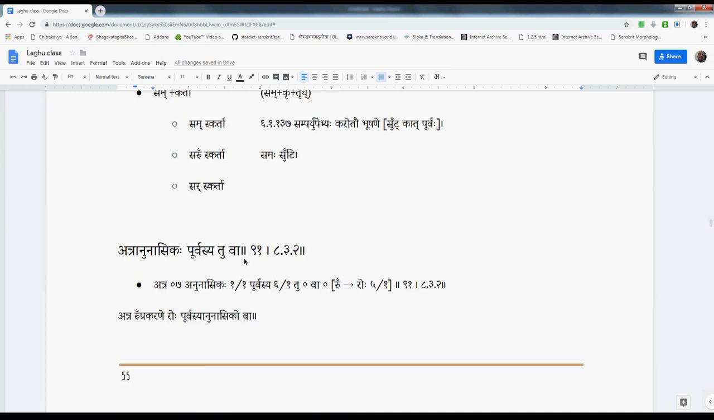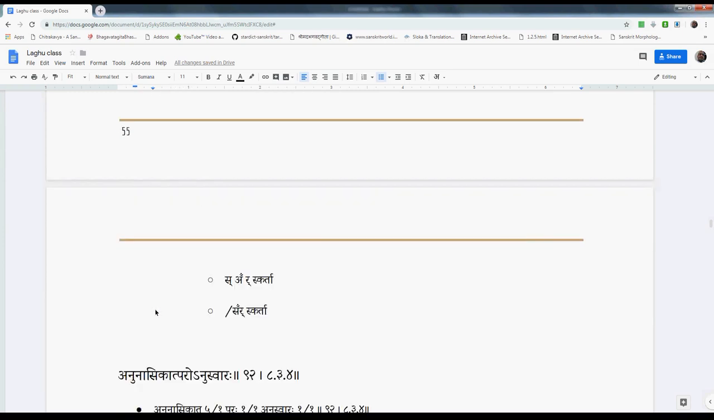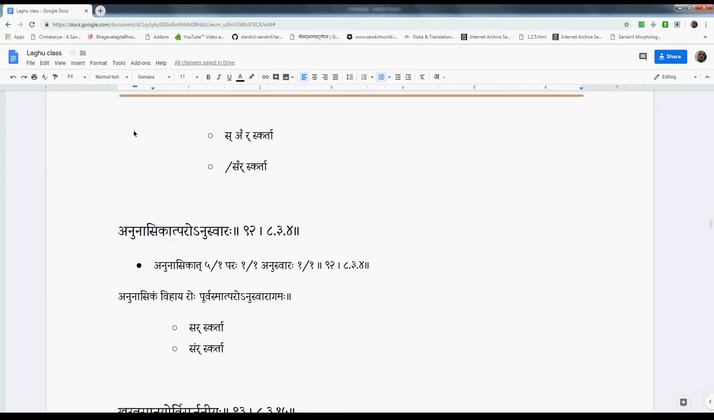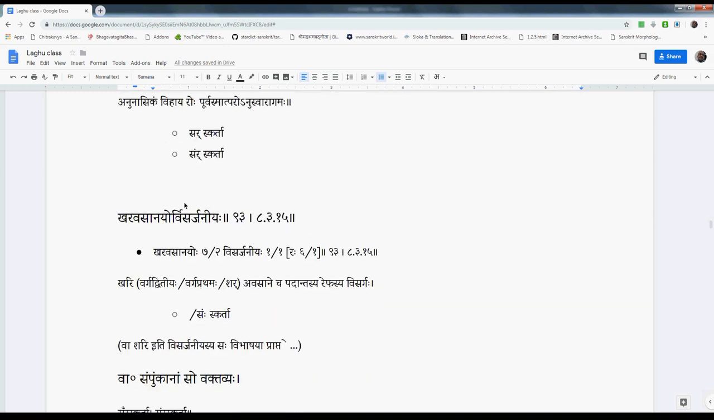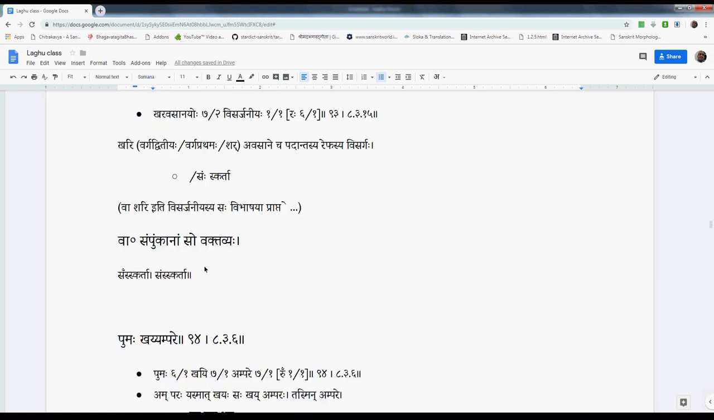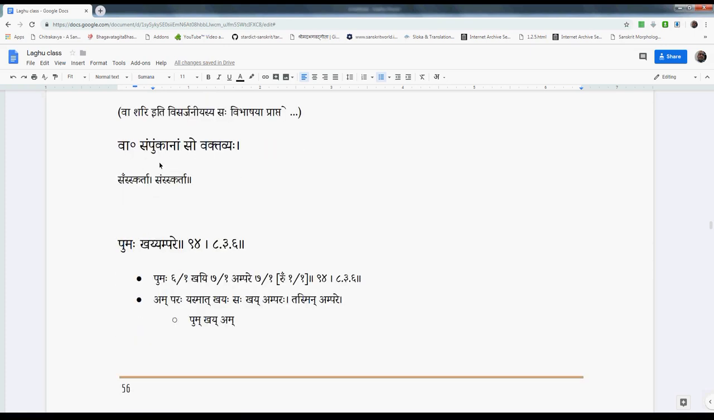Atra anunasika purvasyatuva, or in this ru prakaranam, when ru is the adesha, either you get an anuswara or an anunasika. So anunasikat parunuswara, either you'll get an anuswara or anunasika. In the Ru Prakrana, as soon as Ru is ordained, the earlier will take either an Anuswara or an Anunasika. And thereby Samskarta, Sanskarta, all these are possible. Karavasanir Visarjaniya, Visargasandhi as well. So those we saw. And then Sampunkaram Suvaktavya, here Vashari or some other optionality, which can be brought in by the following sutras, is made mandatory here by Sakara being mandated instead of Visarga Ityadi.